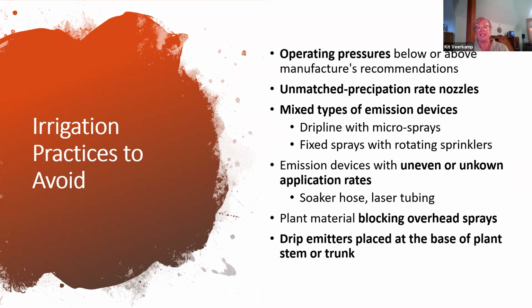Stay away, avoid soaker hoses and laser tubing. If you're going to have a sprinkler system, invariably you're going to have plant materials blocking the overhead sprays. And then don't put the drip emitters at the base or the stems of your plants, whether they're trees or shrubs or ground cover. Keep those a bit away from that so that you don't wind up with crown rot.